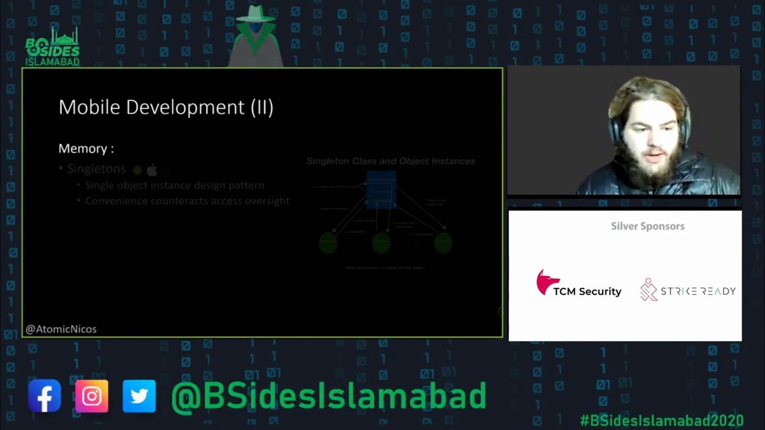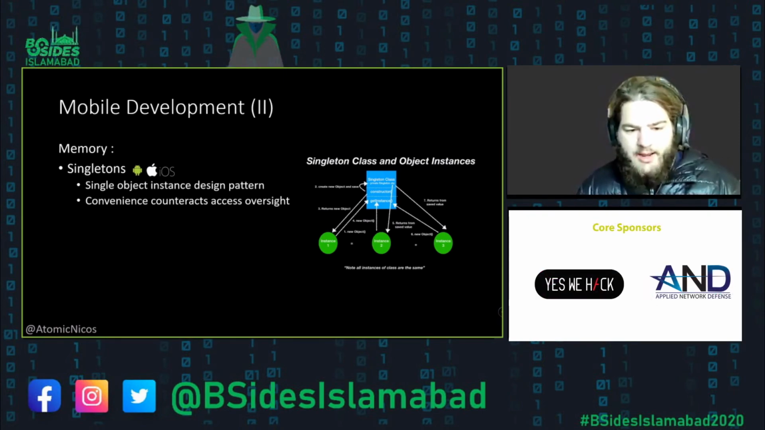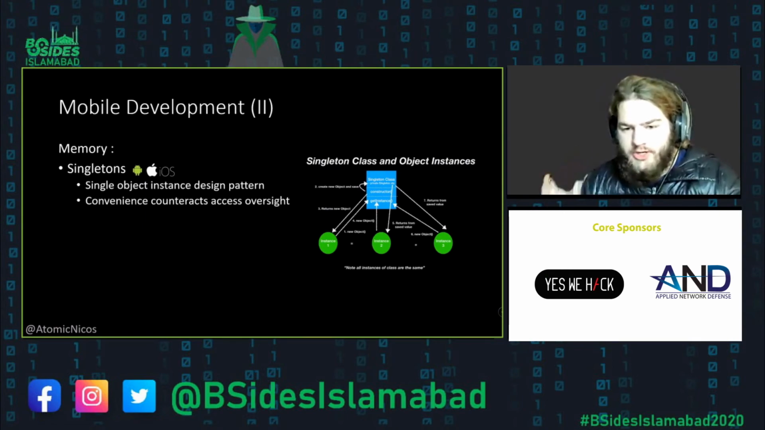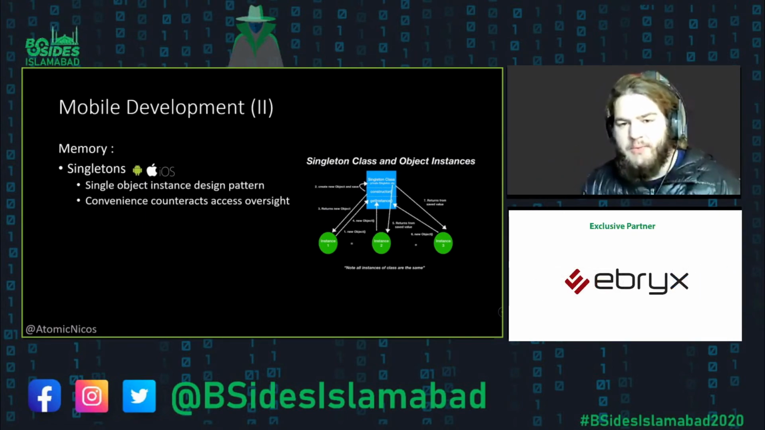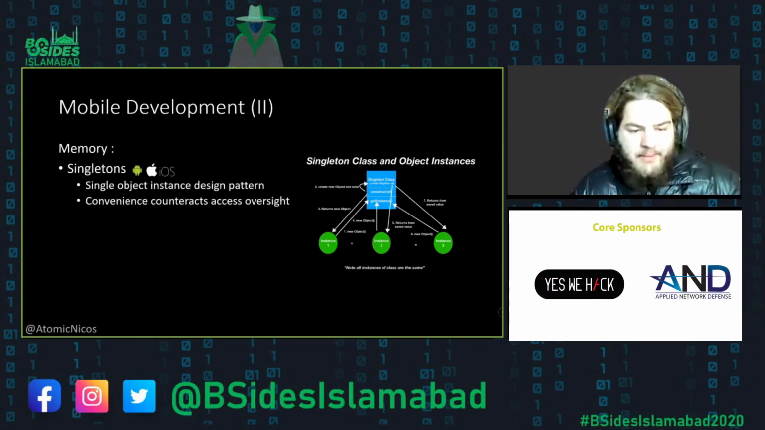In terms of memory, well, you can use singletons, which are a single object instance design pattern, which sounds complicated, but what they do is they basically create one instance of a memory storage, an object, which is accessible from anywhere. So you can use its methods and the like. Usually it's used for database wrapping or API wrapping, and the like. It's convenient. The problem is that you don't know who is requesting the information, what segment of your code is requesting it.